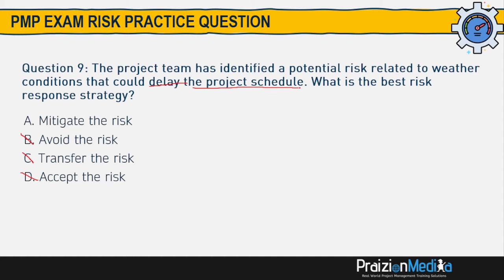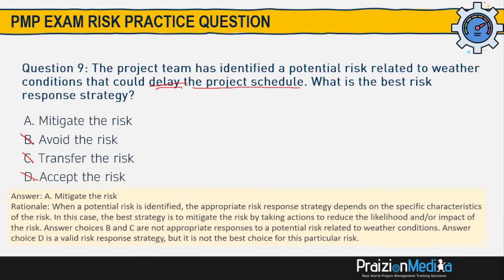So what's the most sensible thing to do? Because you don't want the schedule to be delayed, right? Think about that. Transferring the risk to someone else, it's whether delaying the schedule. They're not going to be able to avoid that. So the best option, my friends, in this question is mitigate the risk.